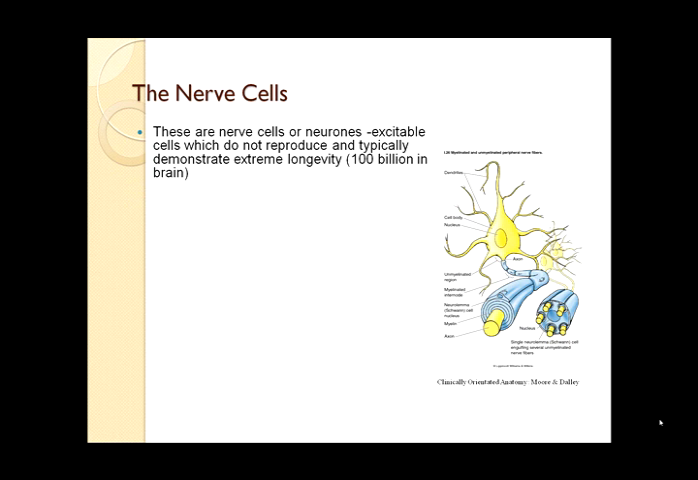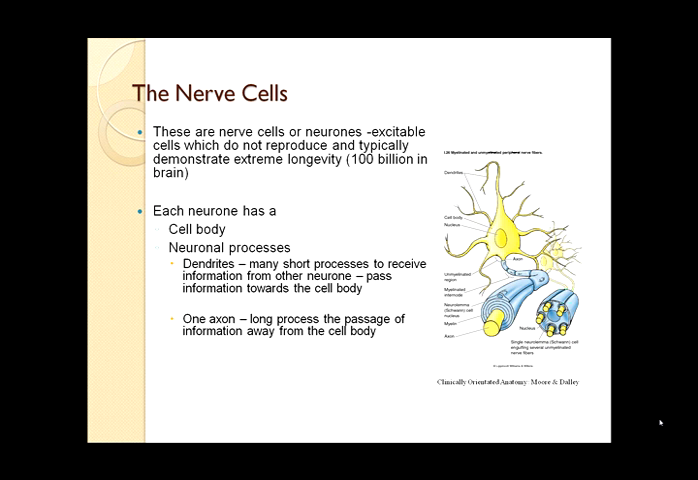Nerve cells, or neurons, are excitable cells which do not reproduce and demonstrate extreme longevity. There are approximately 100 billion neurons in the brain and central nervous system. Each neuron has a cell body, and with it has all the typical organelles of any other cell. It has a nucleus, mitochondria, endoplasmic reticulum, and so on. Additionally, it has a number of neuronal processes.